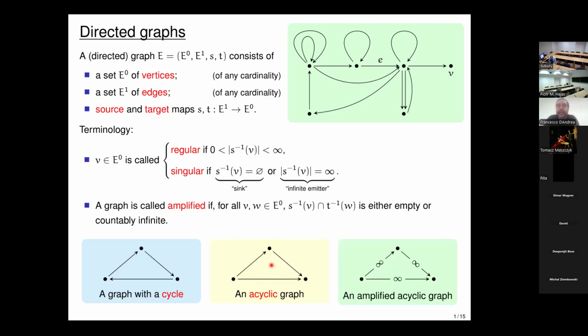So in the next example, I take the second graph, I replace every edge by uncountably infinitely many, and now this is an example of an amplified acyclic graph, and this is the class of graphs we will be interested in. Okay.